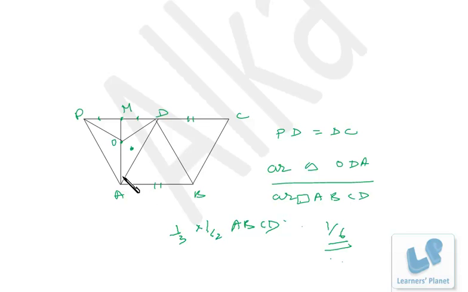That's it. Okay, you must be knowing that this is a centroid, and the centroid divides the median in the ratio 2:1 from the vertex. Okay, so these three triangles will be congruent to each other. I hope you are clear.